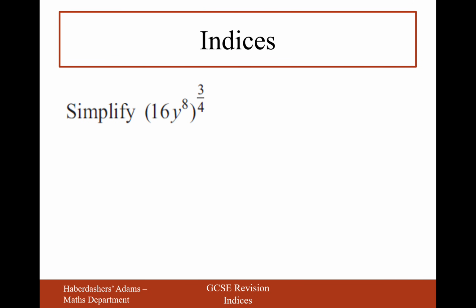Moving on to the next one, pause the video and have a go at this question. Okay, so for this one here, we're going to do the power on the 16 as normal. So you do the 4th root of 16, which is 2, and then 2 cubed, so that'll be 8. And then you multiply your indices together, that's going to be y to the power of 6. So 3/4 times 8 is 6.